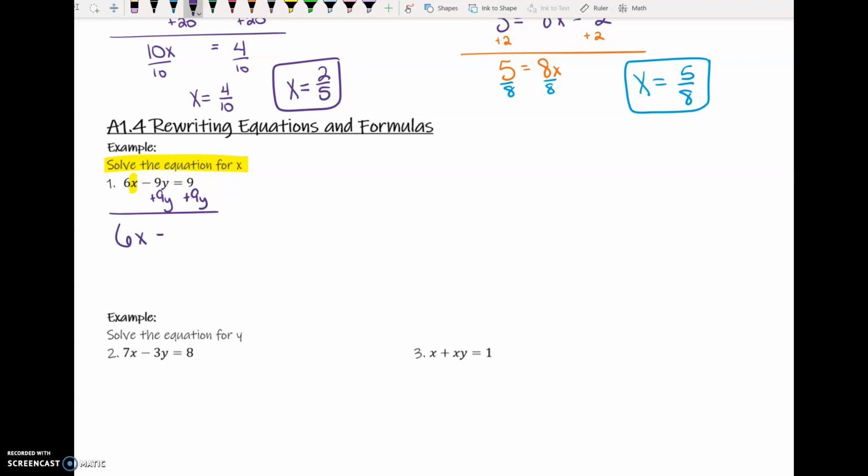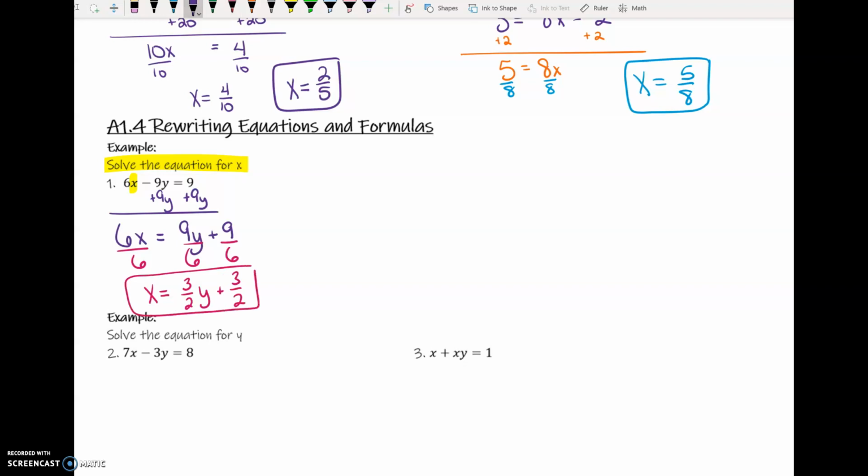So 6x equals, can we combine 9 and 9y? No, we cannot. We want to get x completely by itself, so divide everything by 6, and our answer would be x equals 9/6 simplifies to 3/2 y plus 3/2.